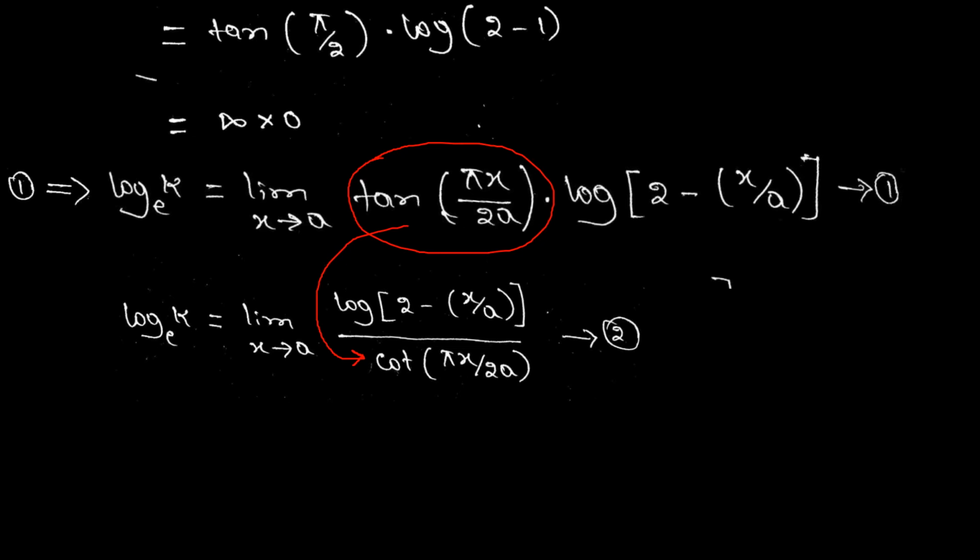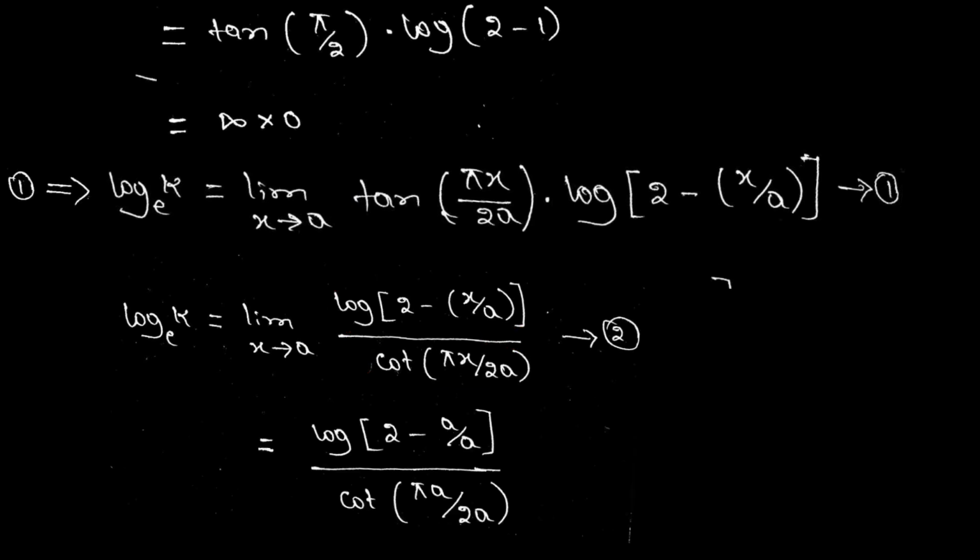Somehow we brought the function to the form function divided by function by rewriting tan in terms of cot. Now again let us substitute this limit and check whether we get a finite quantity or not. Yes, we have put the limit x as a in the numerator and in the denominator here. In the numerator a and a gets cancelled. In the denominator a and a gets cancelled. So let us see what we get in the numerator and denominator.